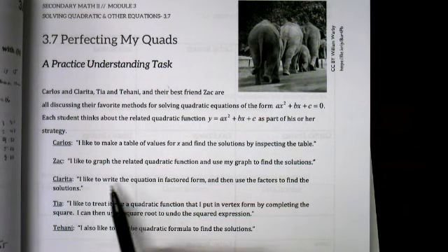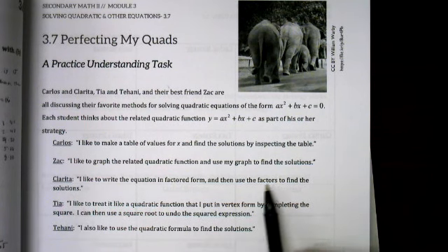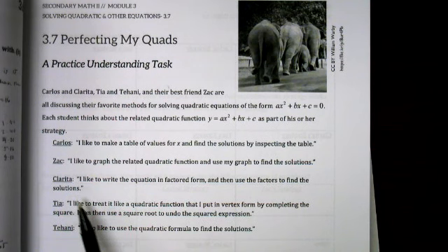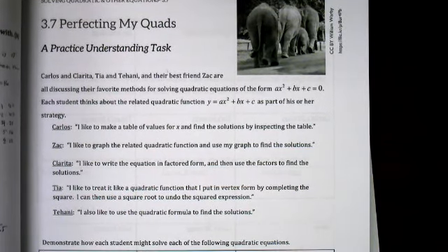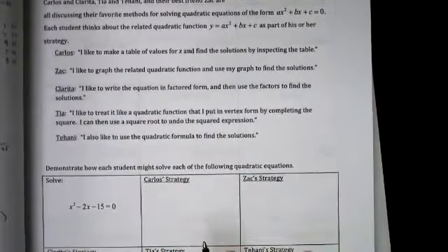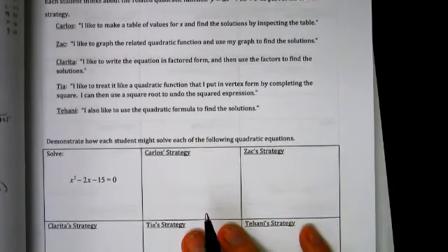Clarita says, I like to write the equation in factor form and then use the factors to find the solutions. Tia says, I like to treat it like a quadratic function that I put in vertex form by completing the square. I can then use the square root to undo the squared expression. And Tehani says, I also like to use the quadratic formula to find the solutions. So demonstrate how each student might solve each of the following quadratic equations.